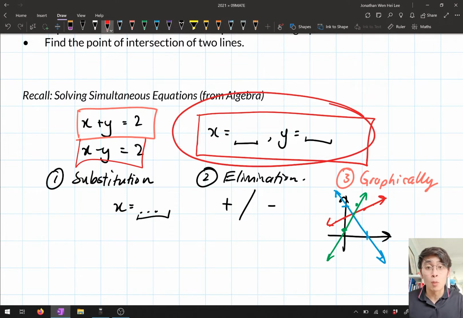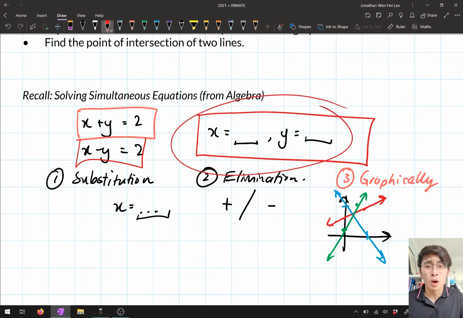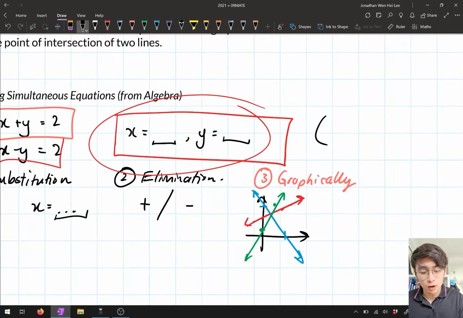x is equal to a number and y is equal to a number. But when we do this with a Cartesian plane, when you think of x is equal to a number and y is equal to a number, that's a little bit like a coordinate. When you have a coordinate, you've got an x value and a y value. So our solutions when we draw graphically is going to be a coordinate, a point where two lines touch. And that's what we're going to use when we're solving simultaneous equations graphically.